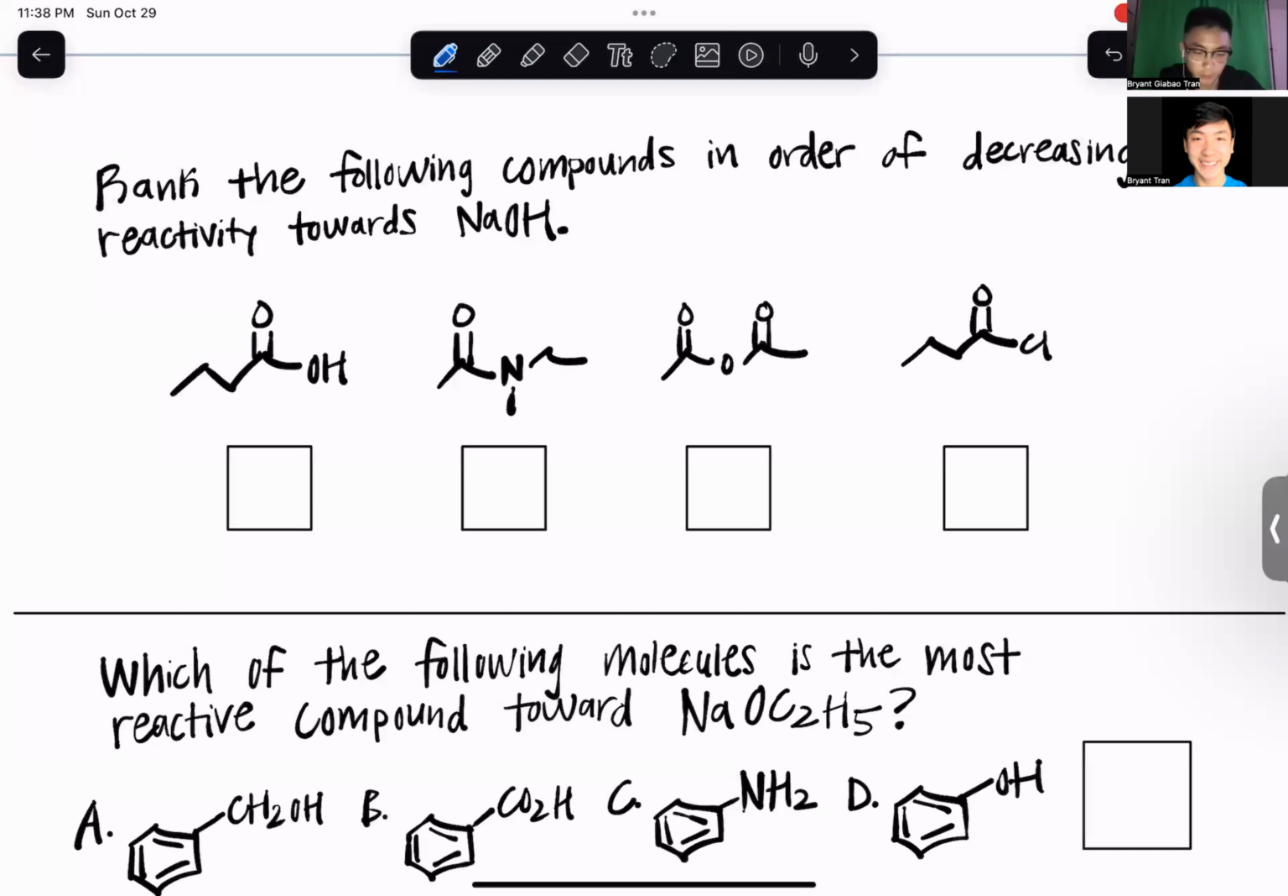In this video, I'm going to go over the carboxylic acid derivative acidity and reactivity. So for this first problem here, we have: rank the following compounds in order of decreasing reactivity towards NaOH.